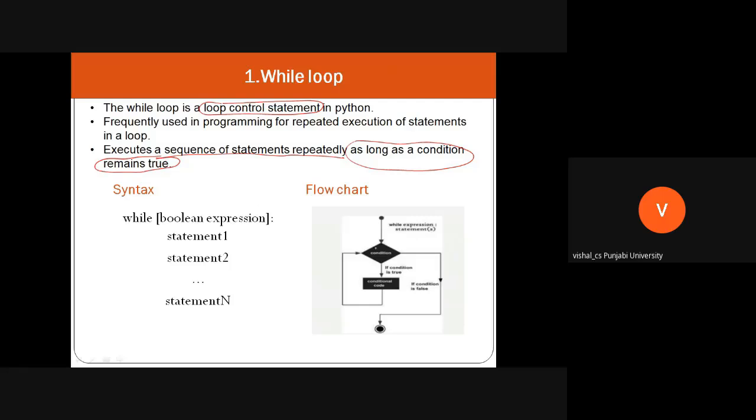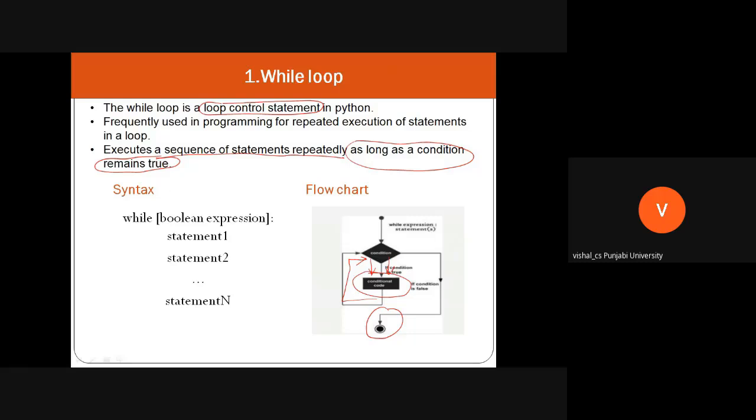So let's look at this flowchart first. Here we are checking the condition. If the condition is false, it will come out of the while loop. So it will come over here. If the condition is true, it will go inside the loop, and whatever statements you have written inside the while loop will be executed. And again, it will go back to test the condition. If the condition is false, it will come out of the loop. If the condition is true, it will go inside the loop again.